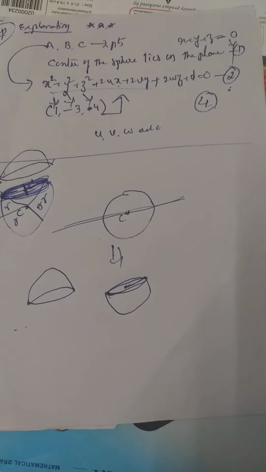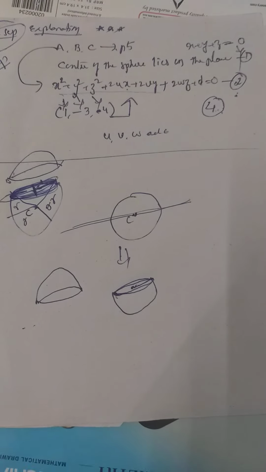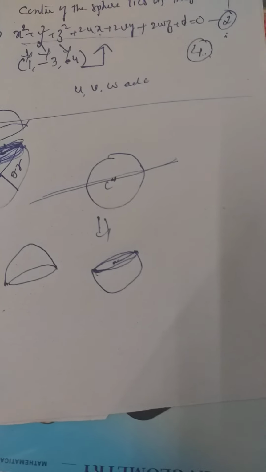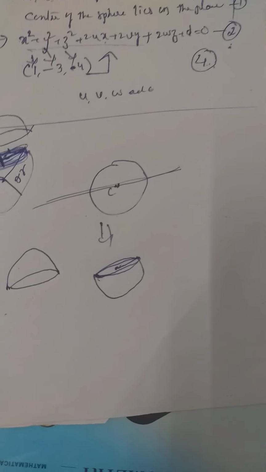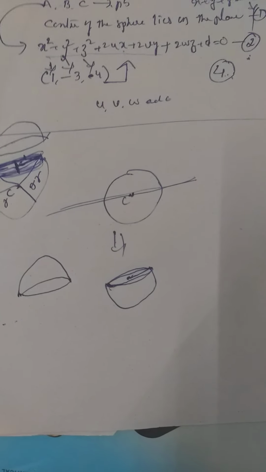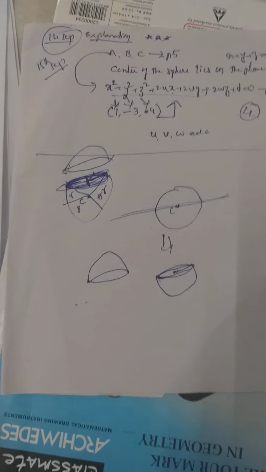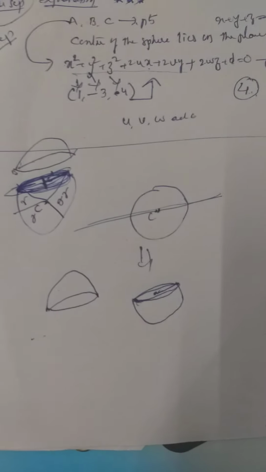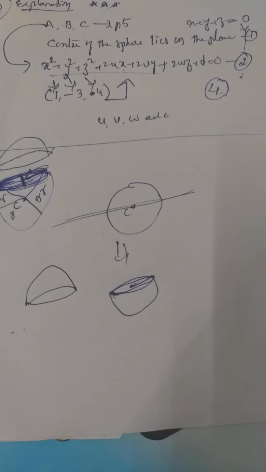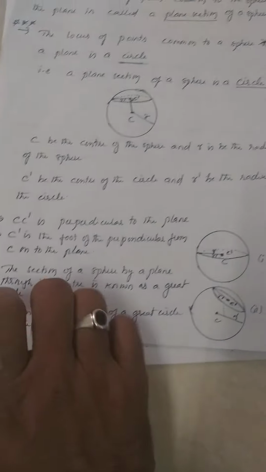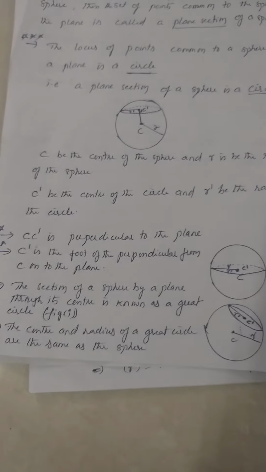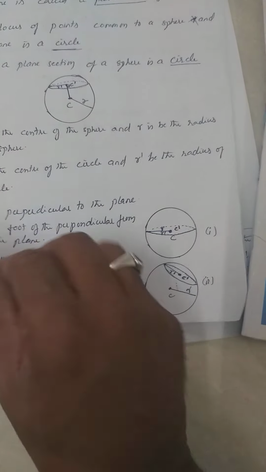What do you mean by great circle? If the plane cuts the sphere at the center, the common portion is a circle, and that circle is called a great circle. If the circle is a great circle, then the center of the sphere is equal to the center of the circle. The radius of the sphere is equal to the radius of the circle. Please go through these points, very, very important points.